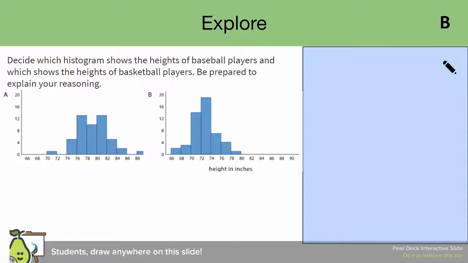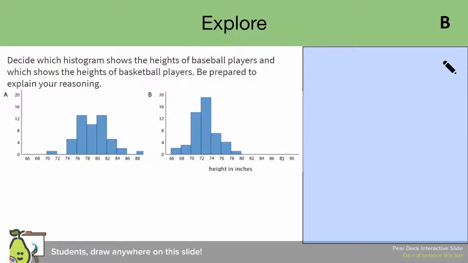Some of the things that you might have noticed and wondered is what these two histograms are even talking about. We can see that the x-axis for both of these histograms shows height in inches. This one isn't labeled, but it is also height in inches. We know this because the numbers on the x-axis are exactly the same. They start at 66 and range all the way to 88. This one starts at 66 and ranges to 90. On the y-axis, we start from 0 and go to 20, and they both do that as well.